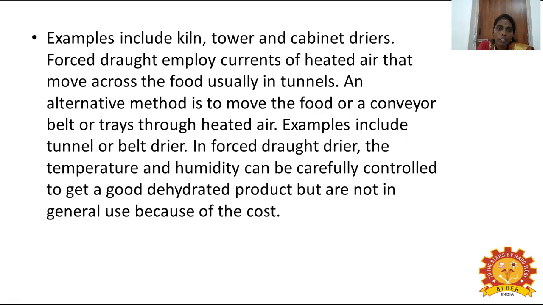An alternative method is to move the food on a conveyor belt or tray through heated air. Examples include tunnel or belt dryers. In forced draught dryers, the temperature and humidity can be carefully controlled to get a good dehydrated product, but they are not in general use because of the cost.